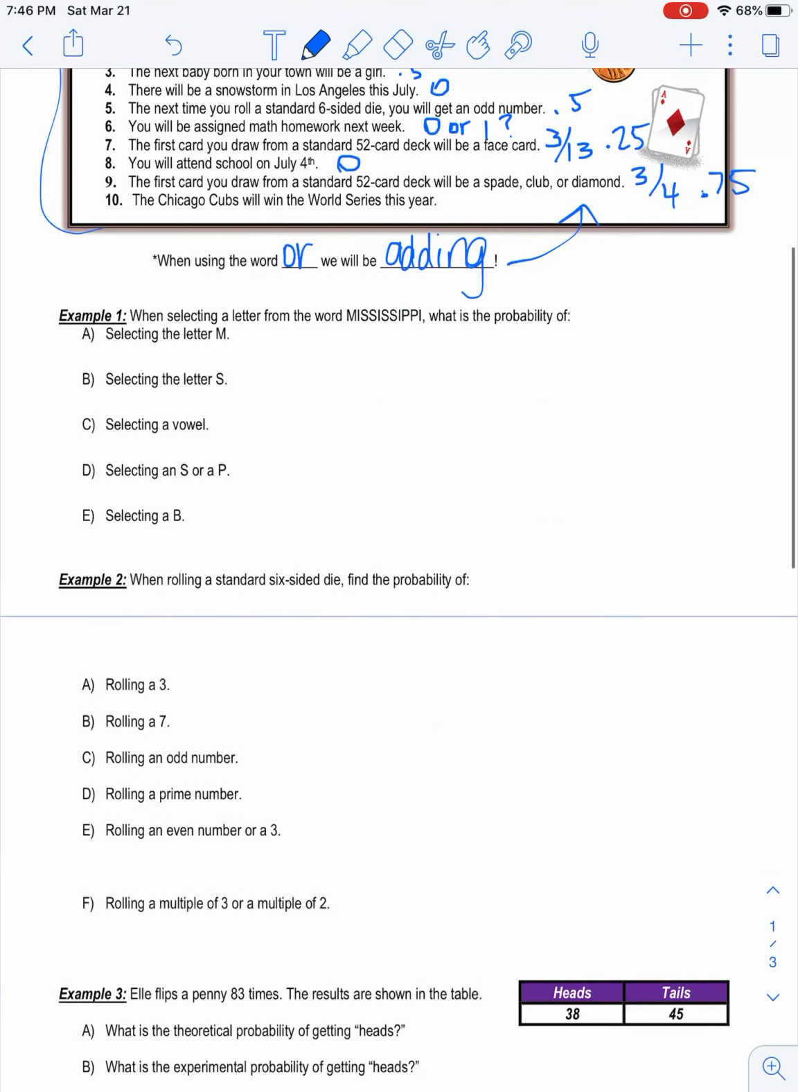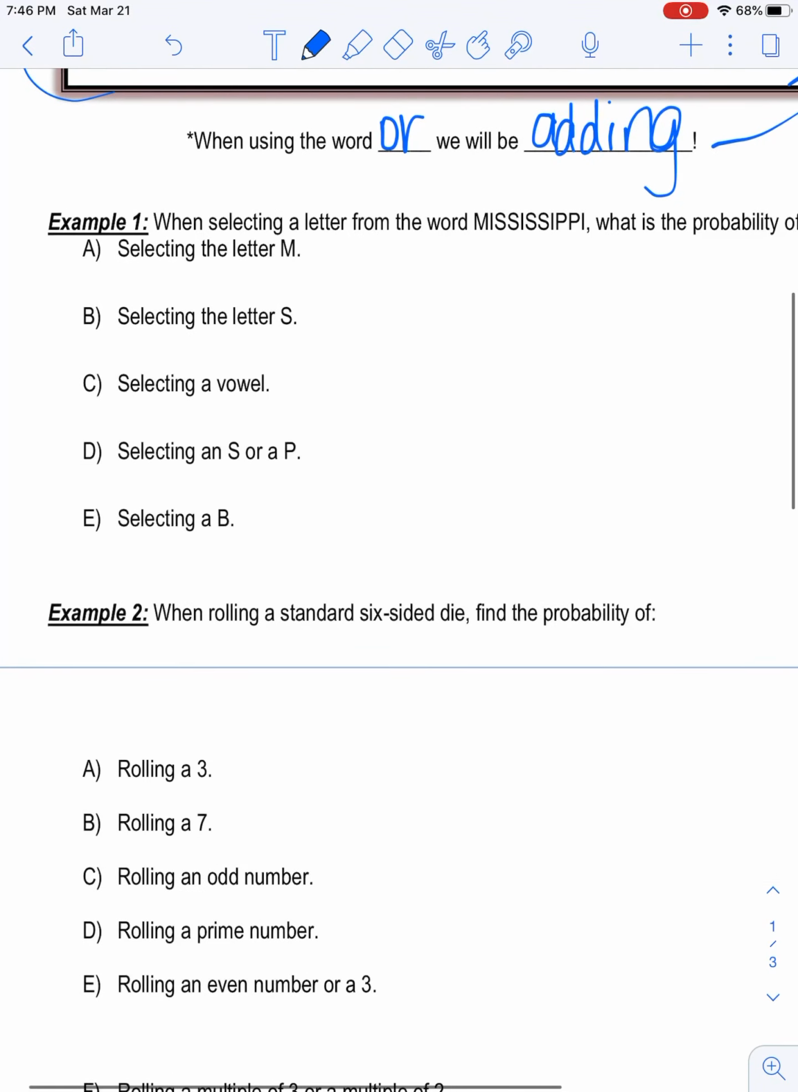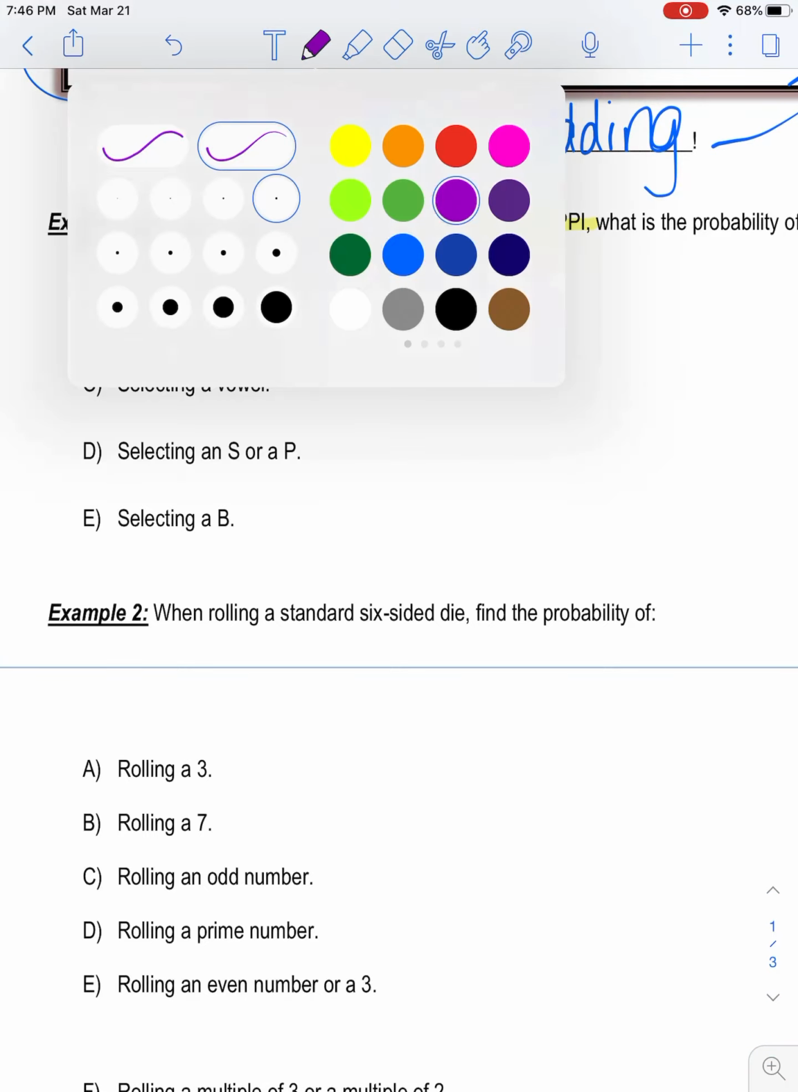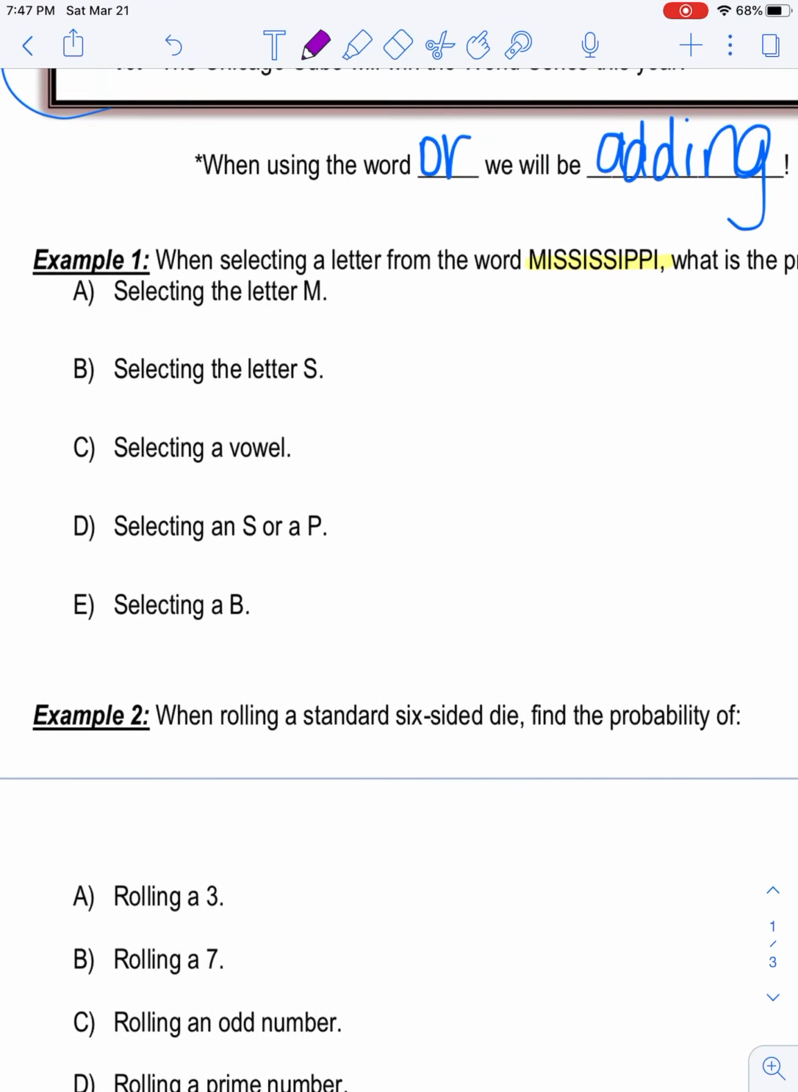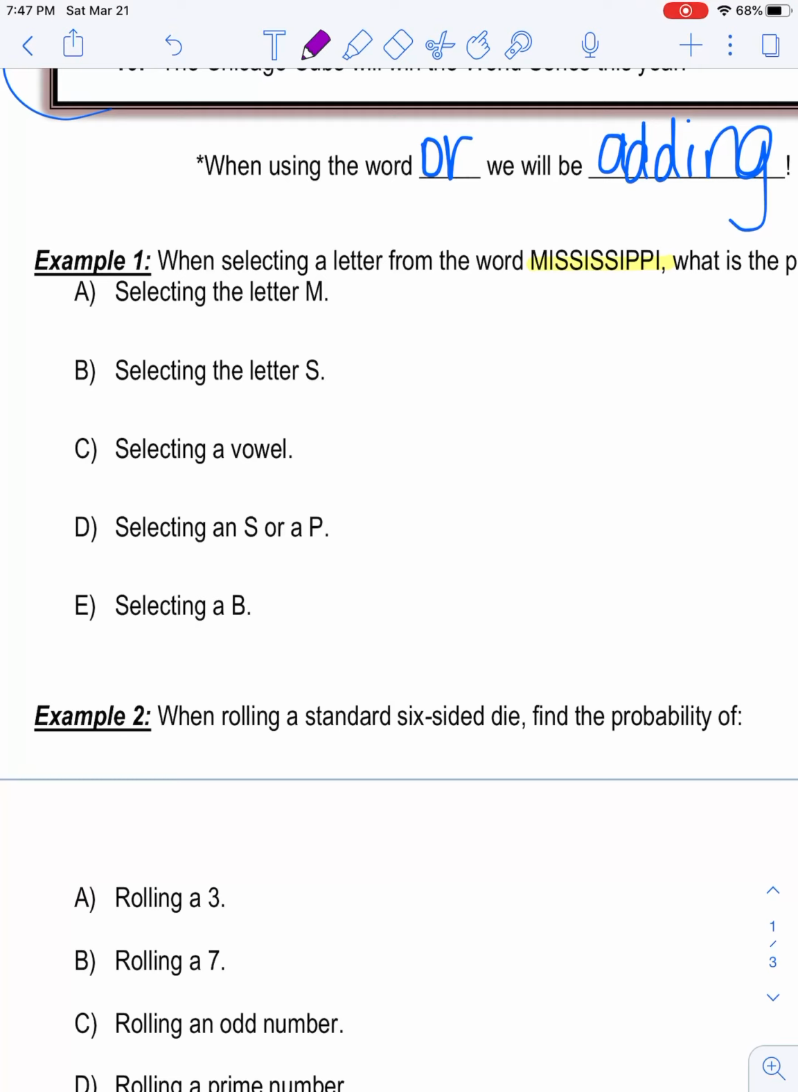All right, if we look down at example 1 now, we're looking at the word Mississippi, and we want to find the probability of selecting the letter M, then S, then a vowel, then S or P, and then a B.